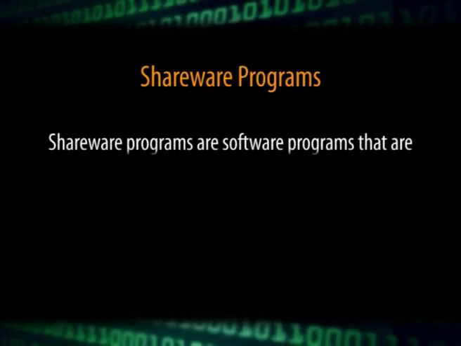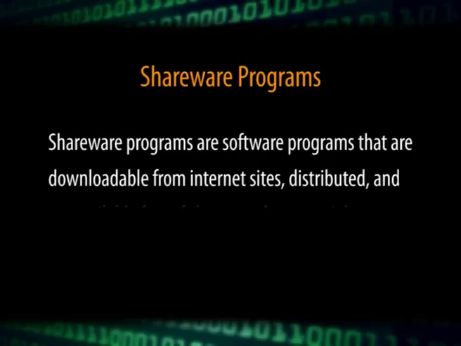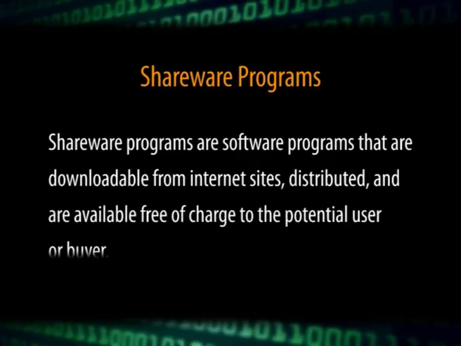The next category of the application software is shareware programs. The shareware programs are the software programs that are downloadable from internet sites, distributed and available free of charge to the potential user or buyer. However, the developer of the software expects that the user or the buyer pay a small fee if they intend to use the program regularly. By paying the requested shareware fee, you become a registered user and can use the program for as long as you want to use it.